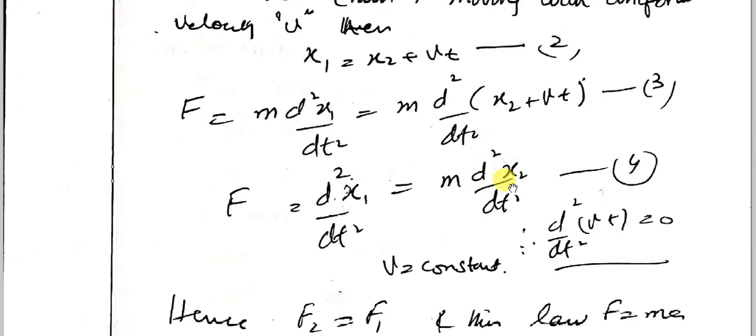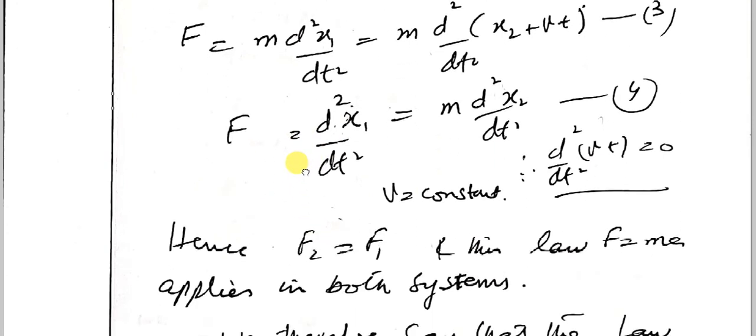Now if you differentiate twice, you will get m d2x2 by dt square from the first term, while for the vt term, the first differential will give you v, since v is constant, and the second differential, d2 by dt square, will give you 0. So the second differential of vt is equal to 0 since v is constant. So we are left with, hence we have proven that F2 is equal to F1.